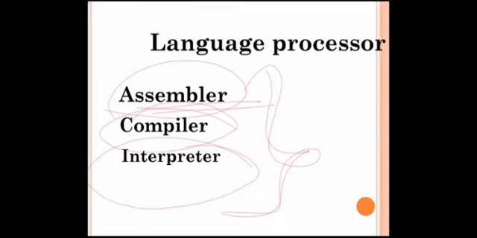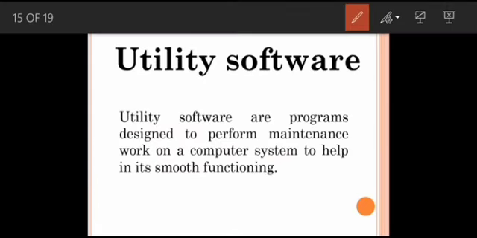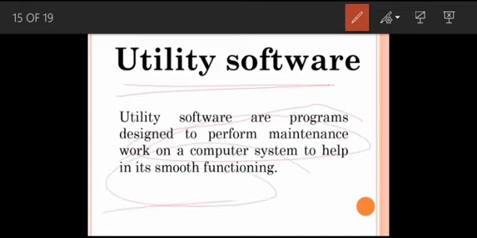The next topic we will study is utility software. This is the third category of system software. Utility software are programs or apps designed to perform maintenance work on a computer system to ensure its smooth functioning. There are certain examples of utility software. The first example is Disk Cleanup. It is an app that searches for temporary files, and by deleting such files it can free up the unnecessary space occupied by them. To use this, we can type disk cleanup in the search box.